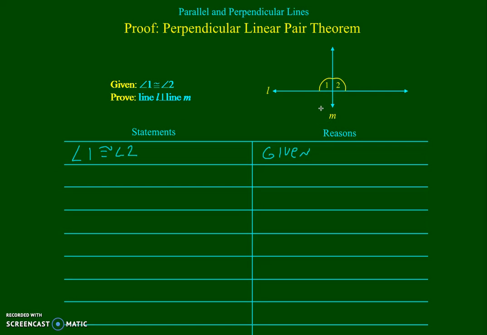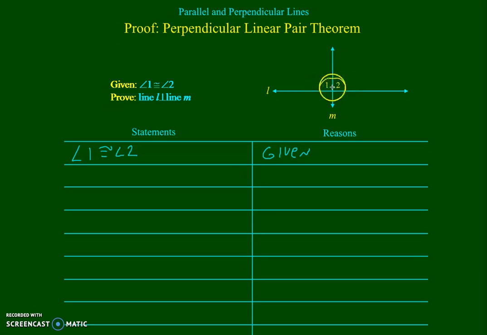So the plan for this proof: we need to show that these two lines are perpendicular, which means we need to show that one of these two angles is a right angle. In order to show that, we're going to use the fact that these two angles are a linear pair.